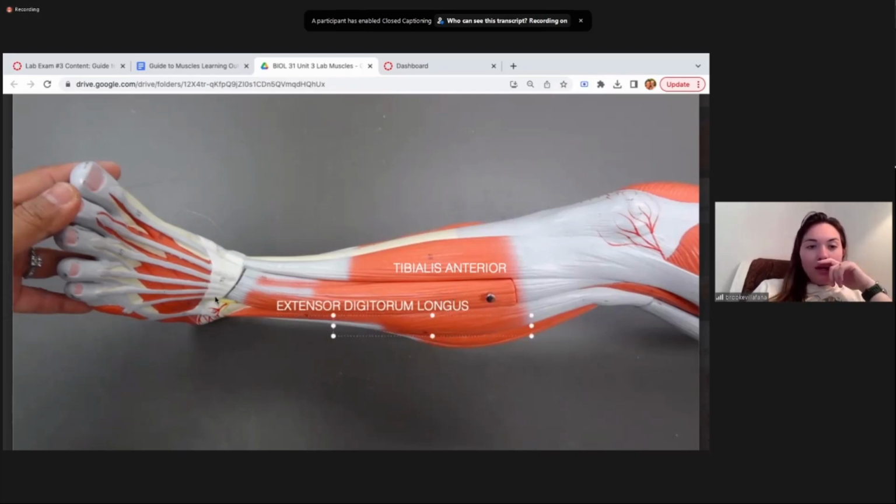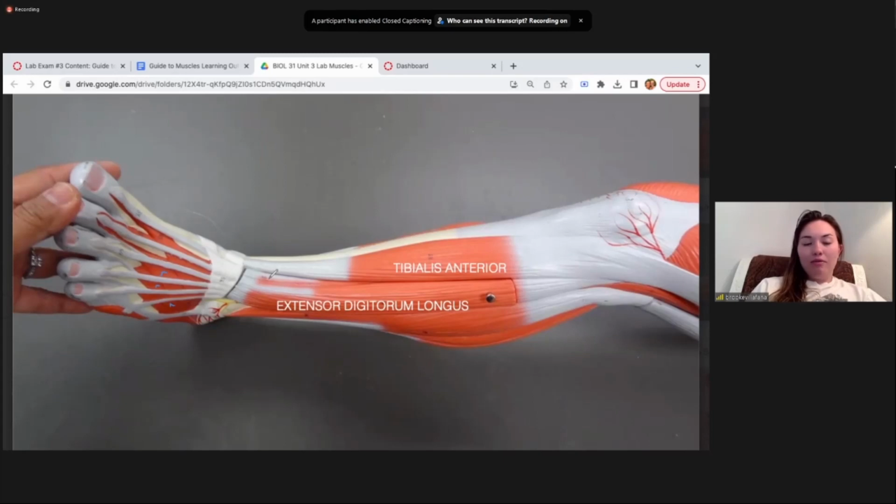All right, and then we have an extensor digitorum brevis as well, which should be these little guys here. I can't see a number right now, but when we rotate it, we should be able to see. So these little muscles here that are extending the toes should be extensor digitorum brevis, but I'll label it when we get over to the other side, okay?